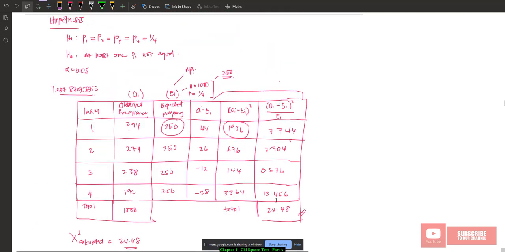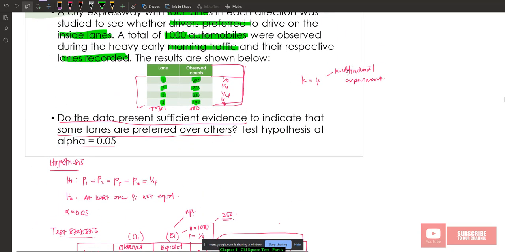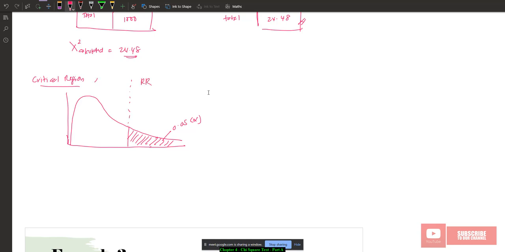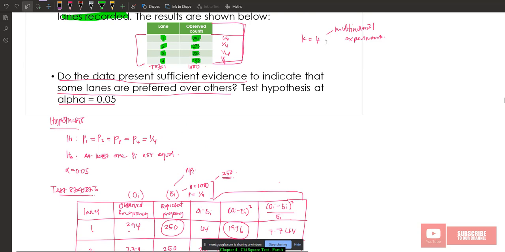Now, since we already calculated the chi-squared value, we can create a critical region. We know from the previous statement we have 4 categories. This is a multinomial experiment. So a multinomial experiment is the same as a chi-square distribution, right? So you should have a right tail distribution. Let's say this is 0.05, our alpha. This is our rejection region. This is the acceptance region. So our chi-squared here should be 0.05 with the degree of freedom. Our k is equal to 4.